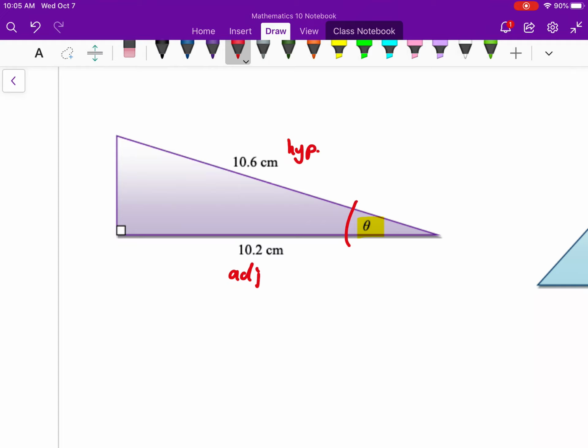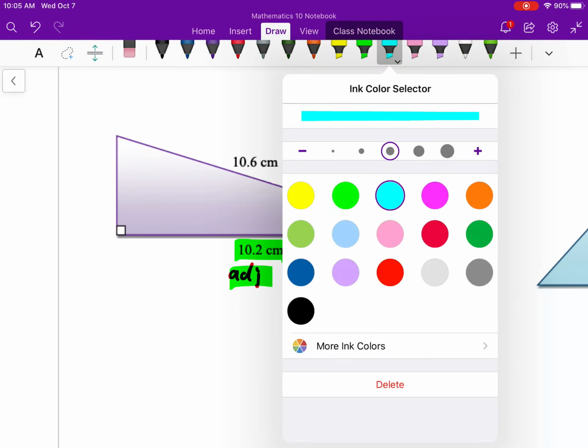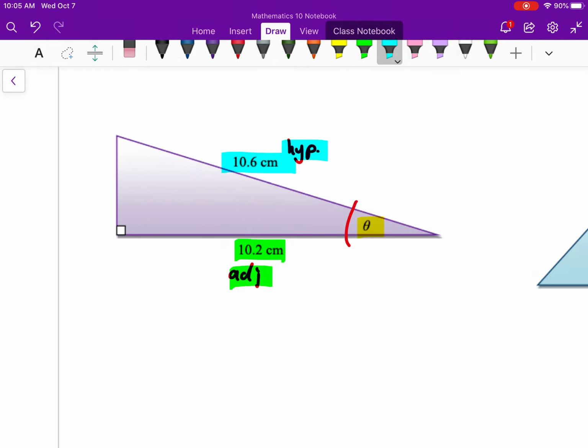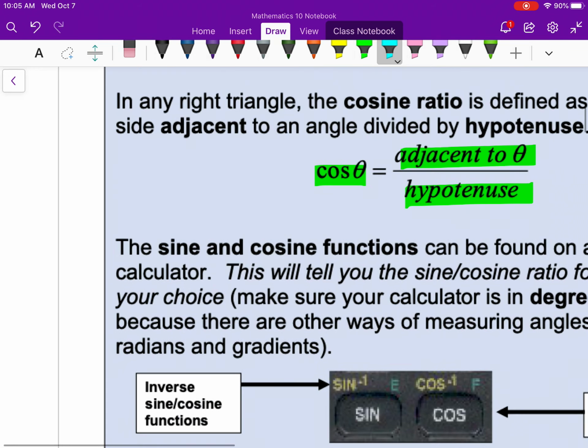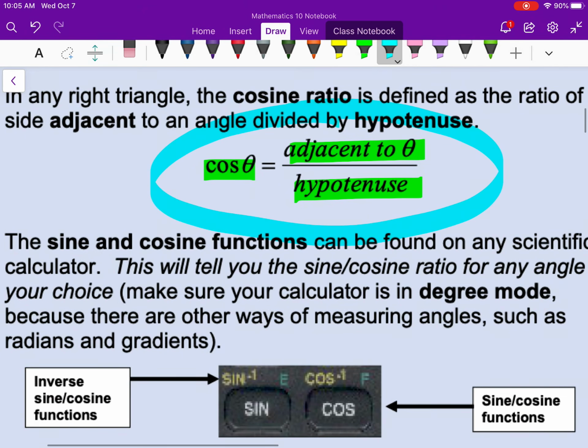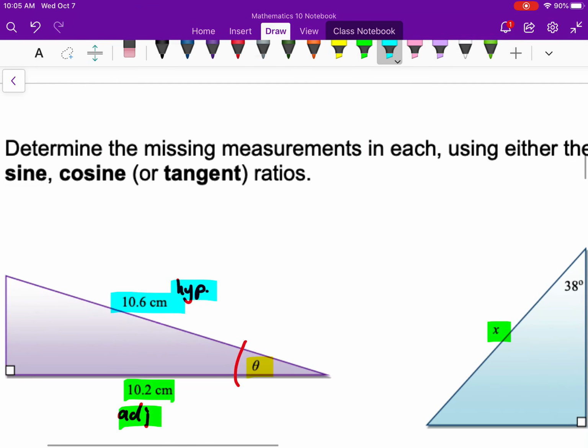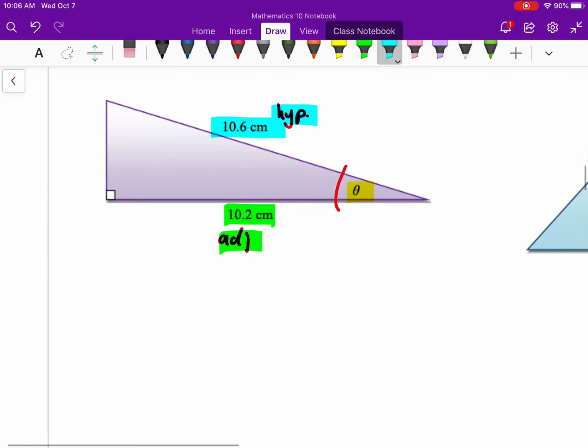Now, I want to find angle theta. What do I know? I know the side adjacent to it, and I know the hypotenuse. So adjacent and hypotenuse is cosine. If I look up here again, cosine is adjacent divided by hypotenuse. And so that's how I know I have to use cosine, because tangent requires me knowing this side here, and same thing with sine. Sine requires me knowing the opposite side. So that's how I know I want to use cosine.